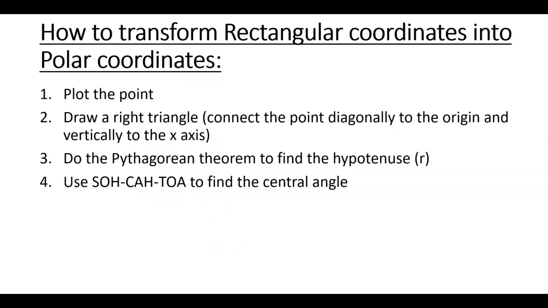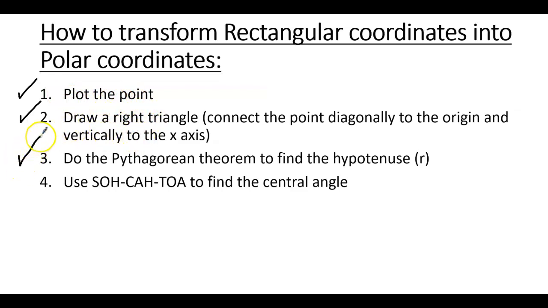So here's how we're going to do it. These are our steps for the day. To transform rectangular coordinates, that means regular for us, into polar coordinates, the first thing we're going to do is plot the point that they give us. The next thing we're going to do is create a right triangle. The way that we're going to do that is we're going to take the point that they give us and connect it to the origin. And then we're also going to draw a vertical line to the x-axis. Now that's kind of hard to visualize, so I'll show you what I mean when we do an example. But basically, after you plot your point, you're going to use that point to create a right triangle on the graph.